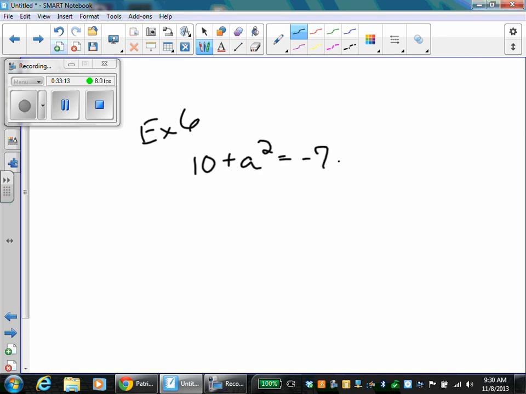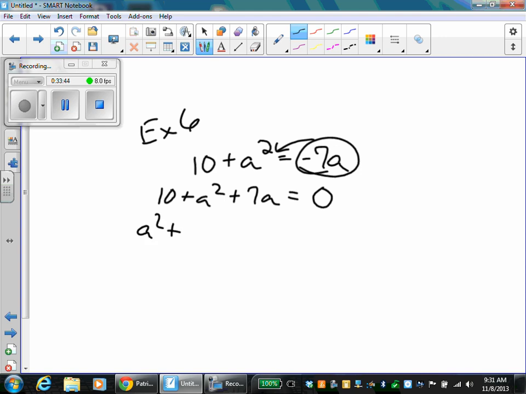Okay. What if you have one that looks like so? You gotta move it over and then what? Do you add 7 and a squared? So can I factor like that? What's wrong with it? It's not in order. So you make sure if it's not in order, you put it in order. So what would come first? A squared plus 7a plus 10.